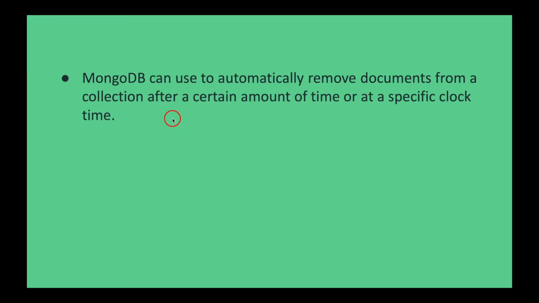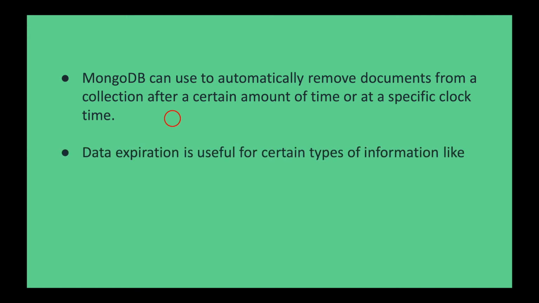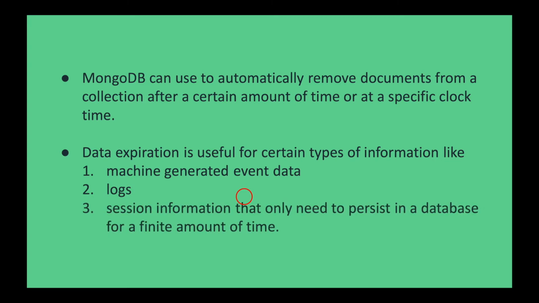MongoDB can use them to automatically remove documents from a collection after a certain amount of time or at a specific clock time. So it's a very flexible feature compared to other relational databases. Basically, data expiration is useful for certain types of information like machine generated event data, logs, and session information that only need to persist in a database for a finite amount of time.